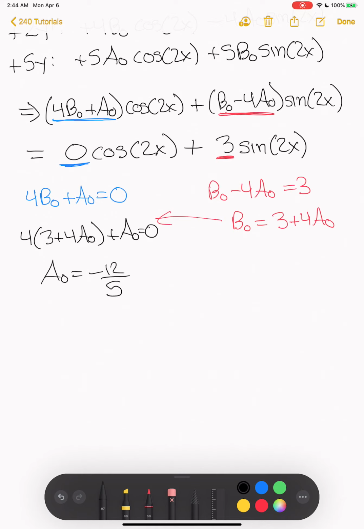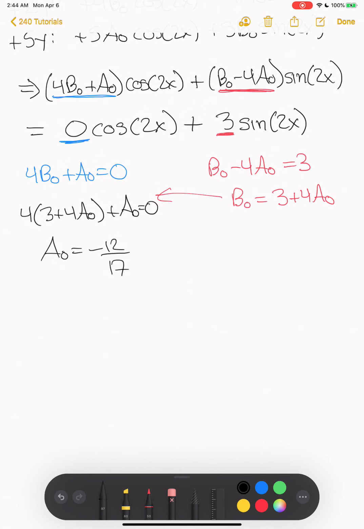negative 12 over 5. Let's see. No. Negative 12 over 17. Yeah, okay, sorry, I'm losing my mind a bit. Okay, great. And then b naught, I can go ahead and just plug in either of these equations here or here for what I want it to be, and I'll find it's equal to 3 over 17.